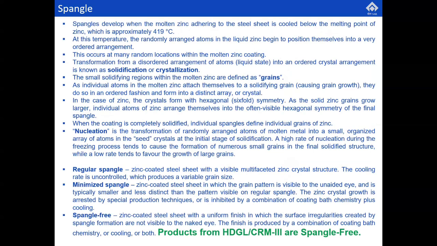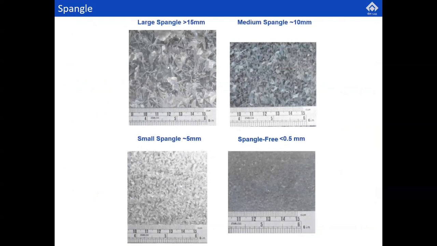The products from HDGL CRM3 are spangle free. We don't provide spangle GP coils. There are three kinds of spangle: regular, minimized or crushed spangle, and spangle free, the product we are making. Please invest some time to go through this material, and if required, we can have a discussion. See, this is the large size spangle. This is medium spangle, small spangle, and spangle free product that we are making. So we don't give this kind of full patti wala GP. Our GP is sort of a vanilla GP that we produce.